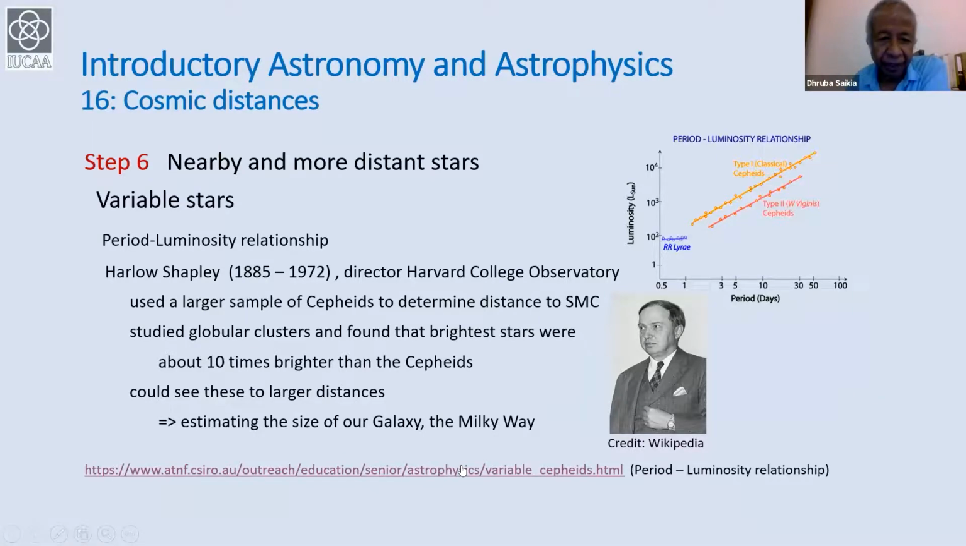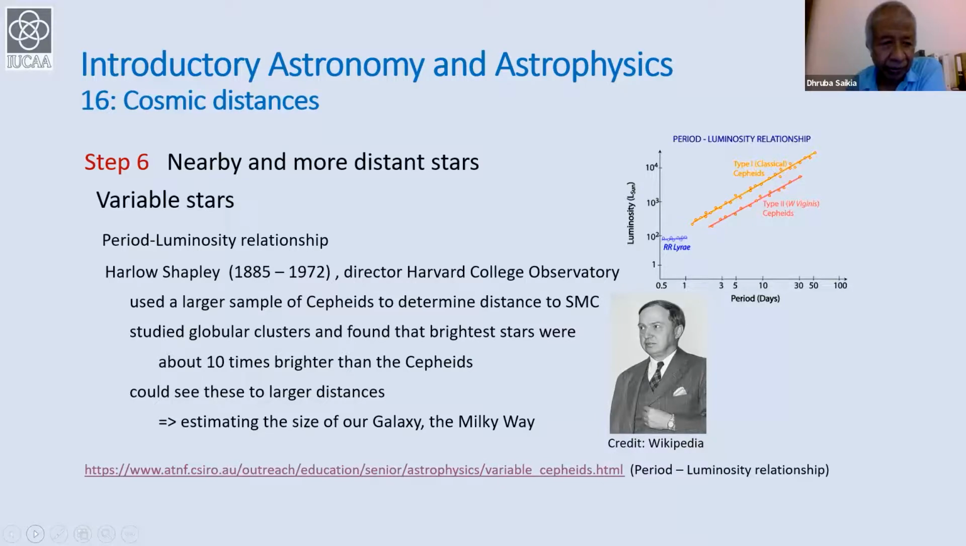So Harlow Shapley, director of the Harvard College Observatory, used a large sample of Cepheids, determined distances to the Small Magellanic Cloud, globular clusters. And he also found that some of the bright globular clusters have very bright stars. And he used the brightest stars to see how far he could extend this. And this way, by looking at globular clusters, measurements of distance to globular clusters, which, as you know, are more spherically distributed compared to the disk of the galaxy, one began to understand how the different components that make up the Milky Way, our galaxy, are distributed as well. And one could use these to try and estimate the size of our galaxy.